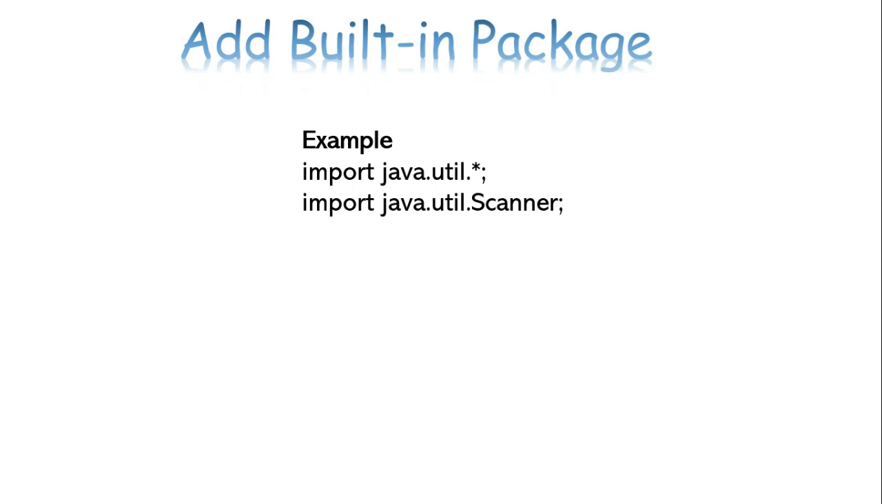Let's see an example of how to add a built-in package. Here is the example. import java.util.*. It means get all the classes, interfaces, and enumerations in the java.util package. Then import java.util.Scanner. It means get one specific class, Scanner.